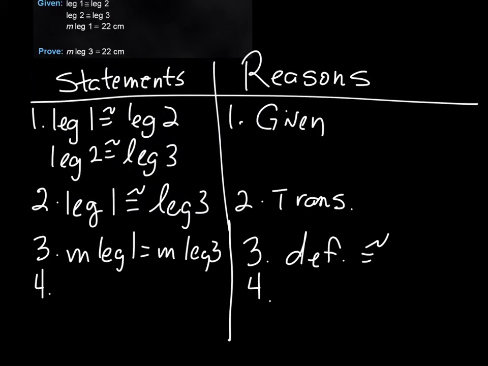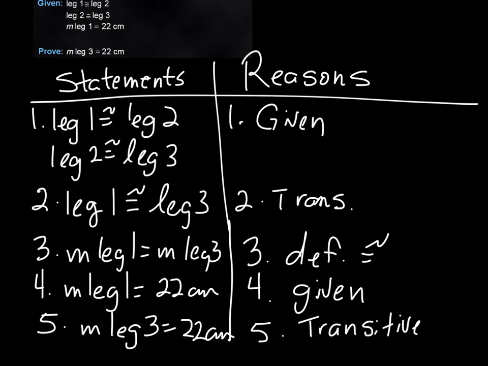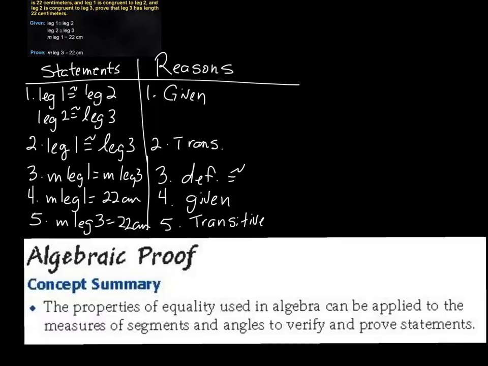The last statement from our given was that the measure of leg 1 equaled 22 centimeters. So that was given. And then, again, using the transitive property, we can say that the measure of leg 3 must also be 22 centimeters because we just said they had the same measure. So we're just connecting what we were given using the properties we know. The properties of equality used in algebra can be applied to the measure of segments and angles to verify and prove statements.